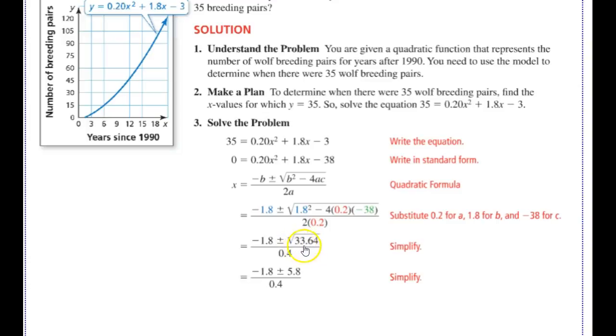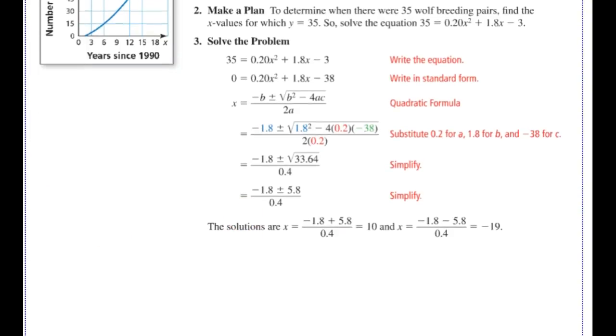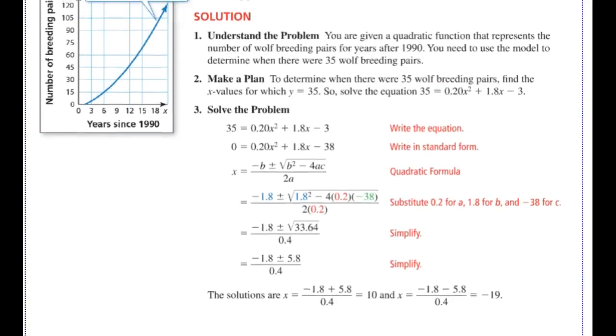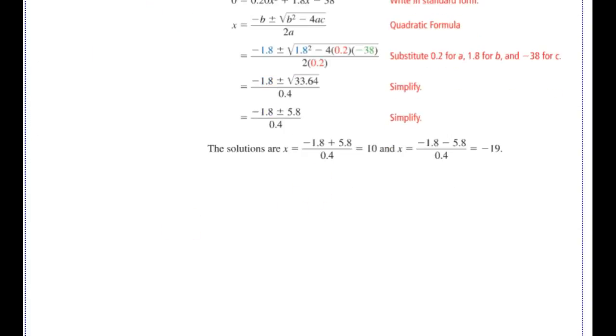Now, since I'm still dealing with a bunch of decimals, I can go ahead and simplify again. I find that the square root of 33.64 is approximately 5.8. So now I can again find my two possible solutions. So I have either x is 10 or x is negative 19. Well, looking up here, I can see that this negative one doesn't actually make sense because I'm just looking at years since 1990.